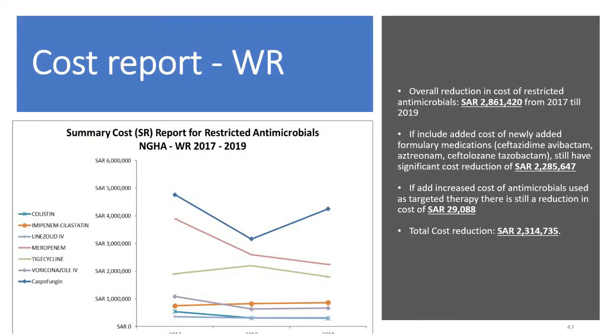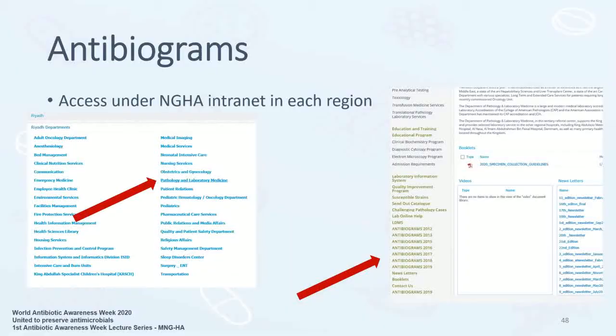Cost report. Now we're linking utilization to cost, and you can see here that there was a significant cost reduction of around 2 million SAR, even after including the newly added medications that are expensive. So it justifies that we are doing a relatively good job, at least at not increasing cost by adding the new antimicrobials.